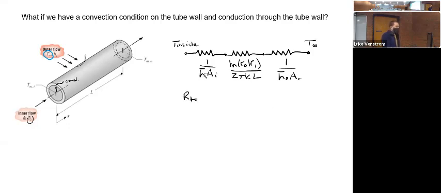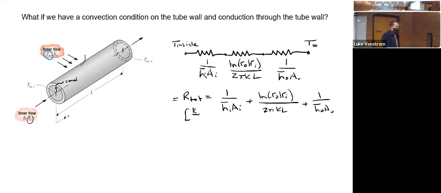So there is some resistance associated with this heat transfer path. And the way that we get this is we just add this all up: 1 over h bar I A I, plus the log of R O over R I over 2 pi K L, plus 1 over h O A O. We add those three resistors up and we get the total resistance. The total resistance has units of Kelvin per watt. And if I want to get the heat transfer rate, Q, Q is just some delta T divided by our total resistance.